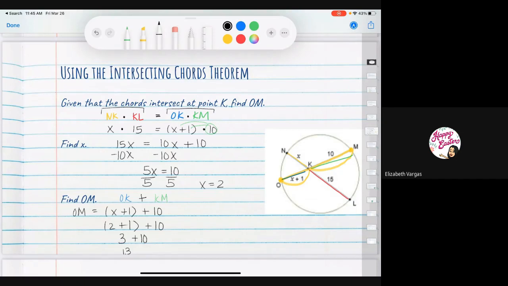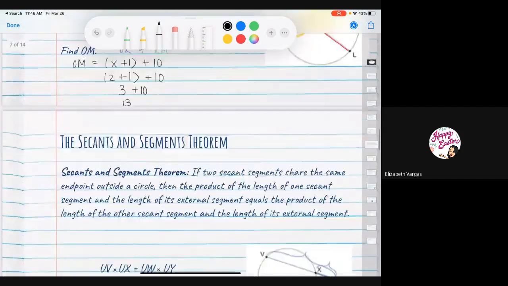Any questions about this? Questions, concerns? So basically, this theorem just tells me that I can take the parts of one of my chords, take the parts of the other chord, multiply those parts together on both sides, and they should be equal to each other.